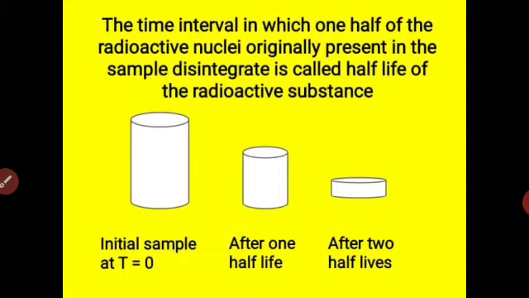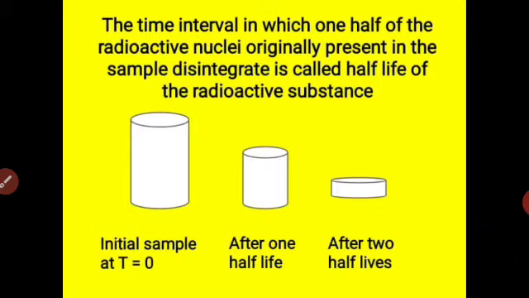Let us say at t equals 0, our sample has 64 nuclei present and the nuclei have a half-life of say 2 hours. It means initially N naught equals 64 at t equals 0. Now as time proceeds, after 2 hours, the number of nuclei left in the sample would be half of 64, that is 32.